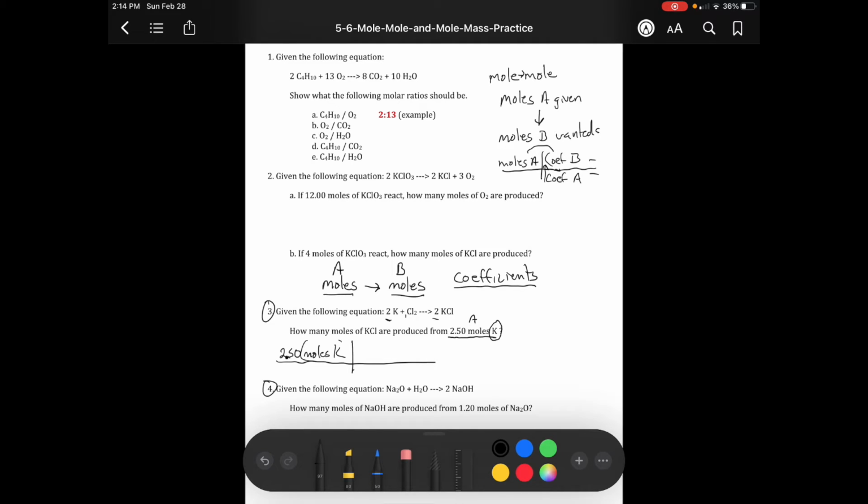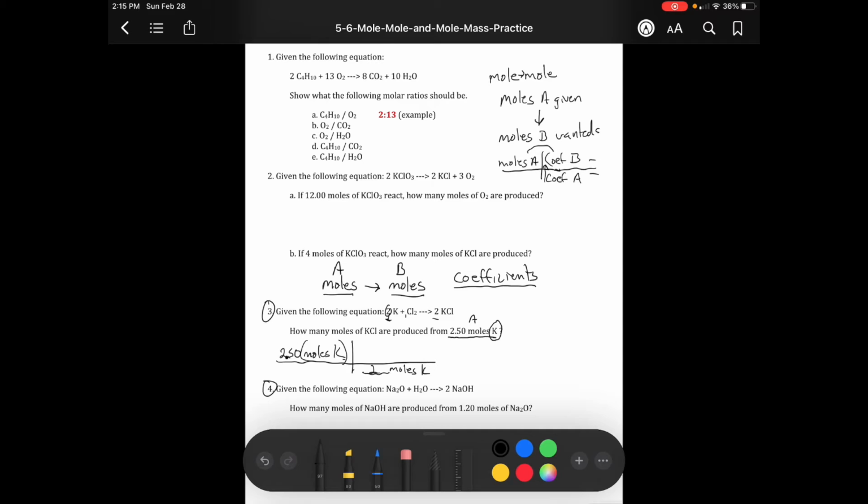Whatever you have on the top needs to go on the bottom. So we have moles potassium on the top. We need moles potassium on the bottom. Where do we get our moles potassium to put here? We just pull them down from the coefficients. It's going to be 2.